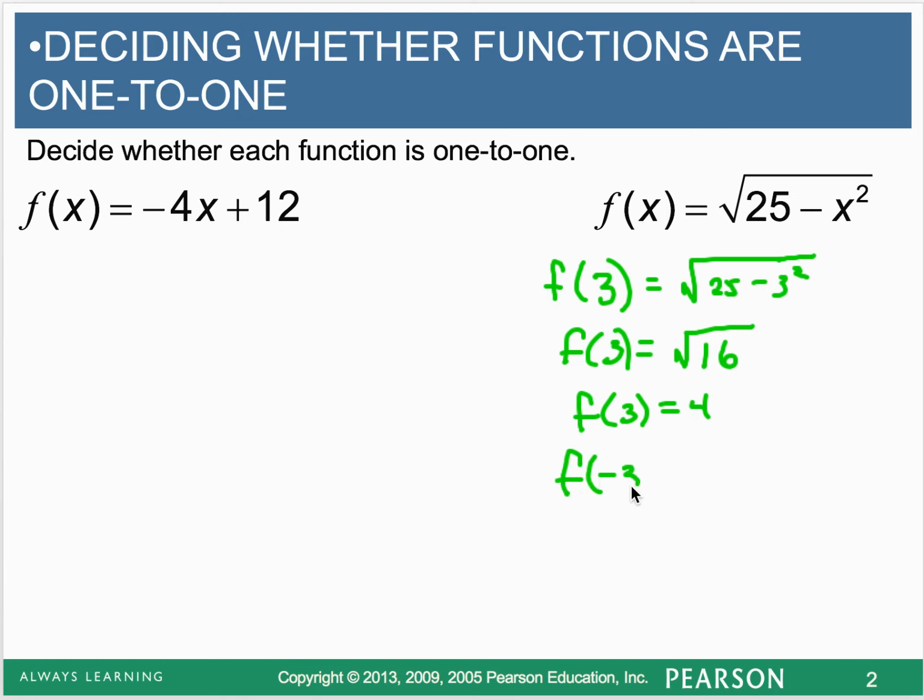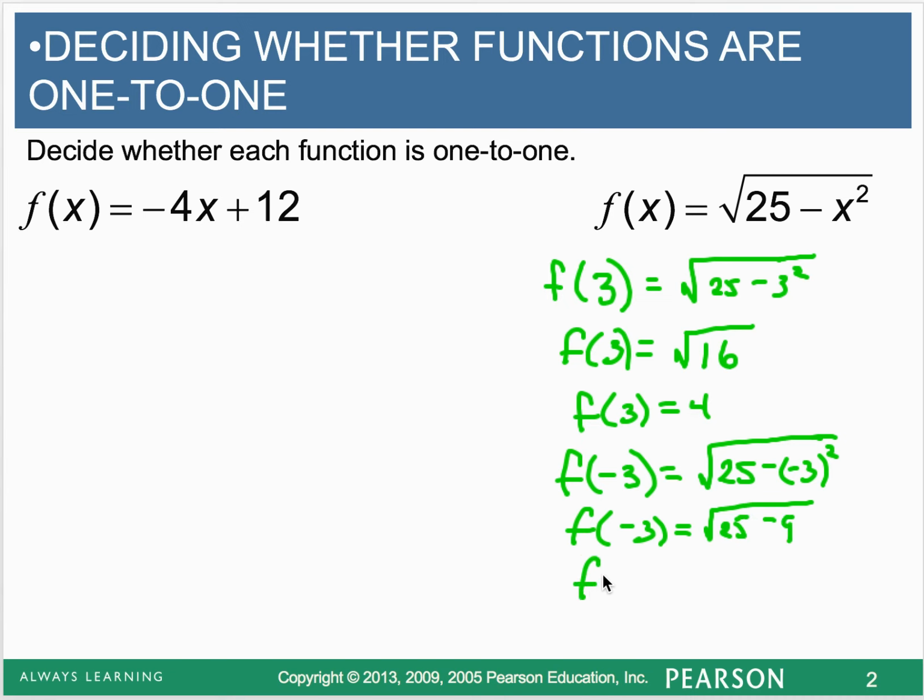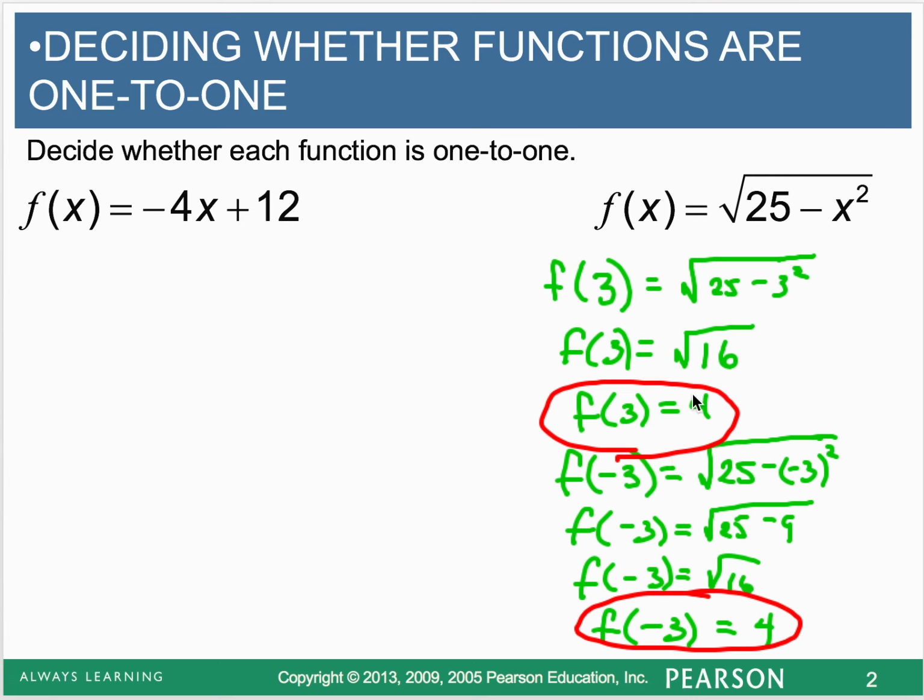Or if I plug in f of negative 3, the square root of 25 minus negative 3 squared is the square root of 25 minus 9, or the square root of 16. So f of negative 3 also equals 4. Can't have this. Can't have f of 3 equal 4 and f of negative 3 equal 4. When x is 3, y is 4. When x is negative 3, y is 4. No, it's not one-to-one.